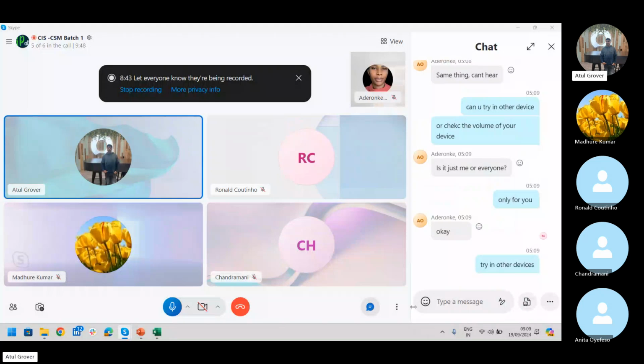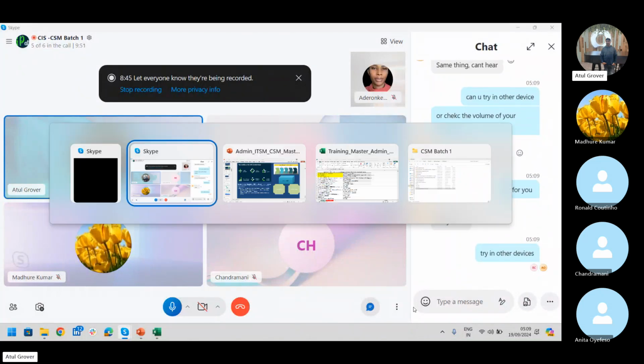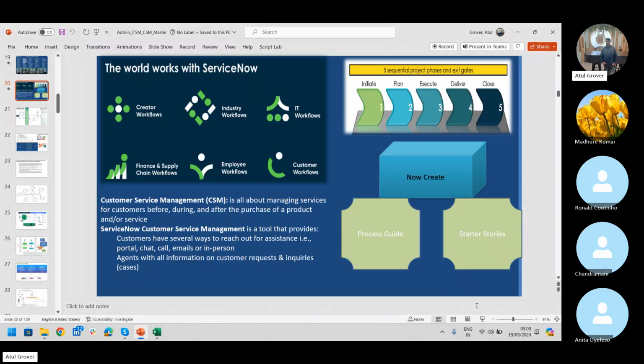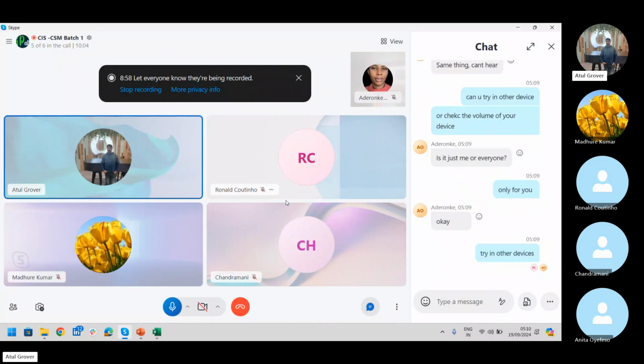Now, in the meantime, come back here. This is CSM. It says it's all about managing services for the customer. Here, I'm not saying the product specifically. I'm saying the services. Product is also there. That concept also comes. If you buy something in the form of a product, that is a product.